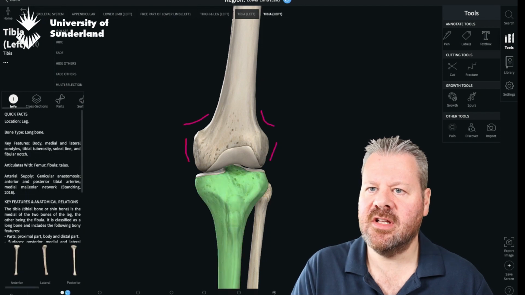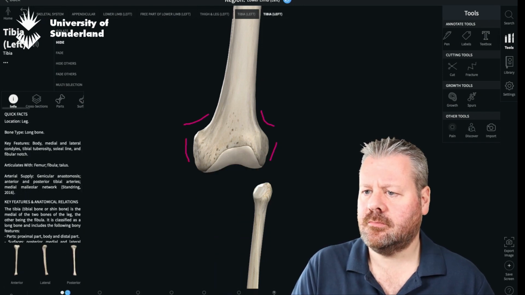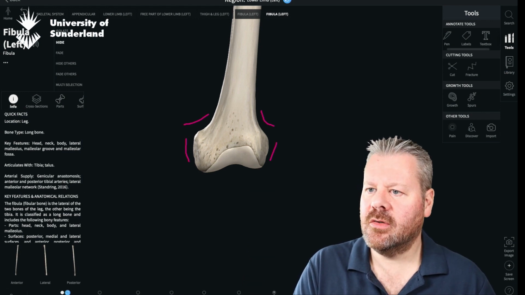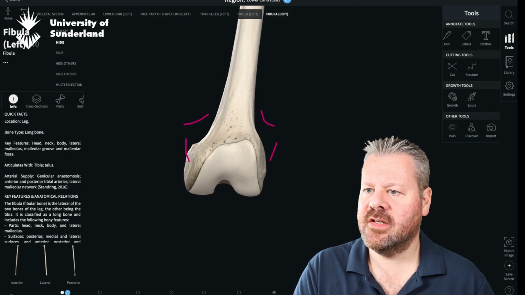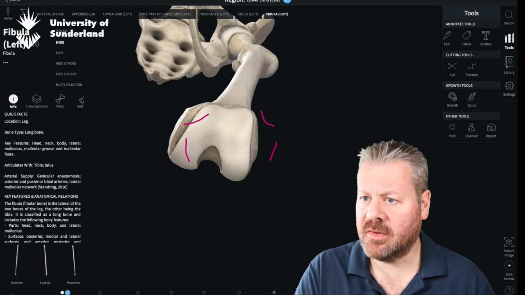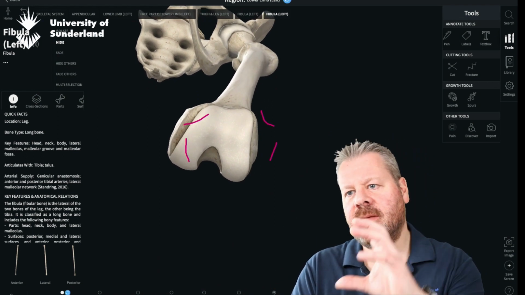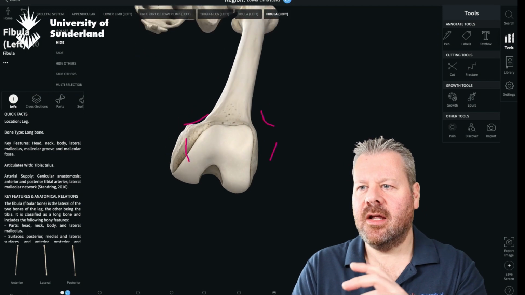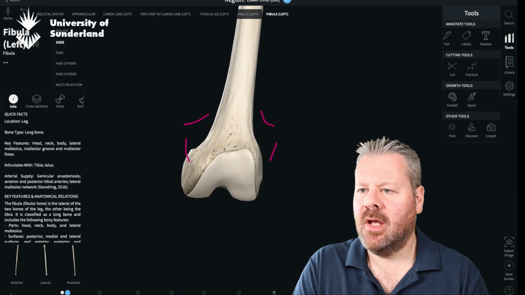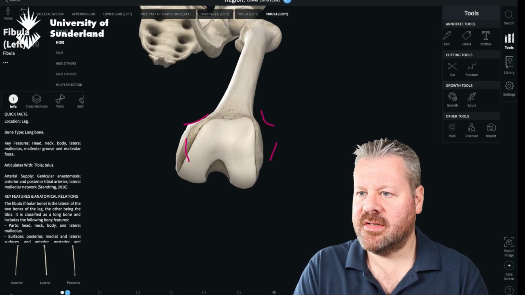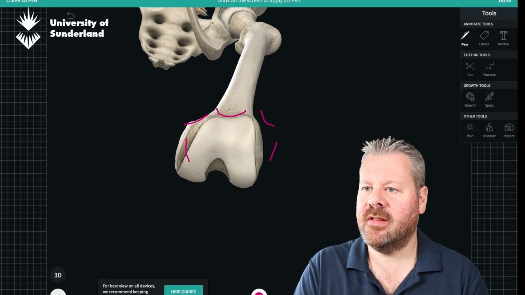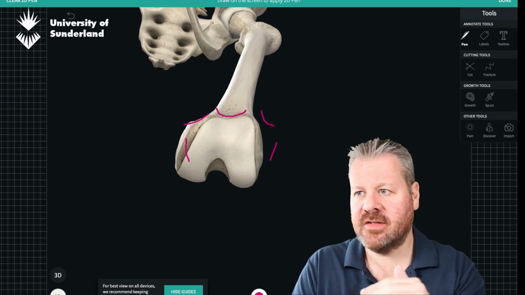If I just remove the tibia as well, and we'll move the fibula, we can look at the articular surface of the femur in a little bit more detail, and you can see there's a little bit more cartilage medially. In standing, that's because most of the weight goes through the medial side of the knee. And you can also see, and I'll draw on here, that there's a sort of a dip here, and that's the groove that the patella tracks through.